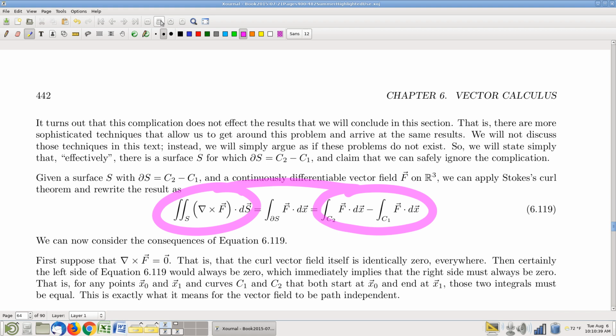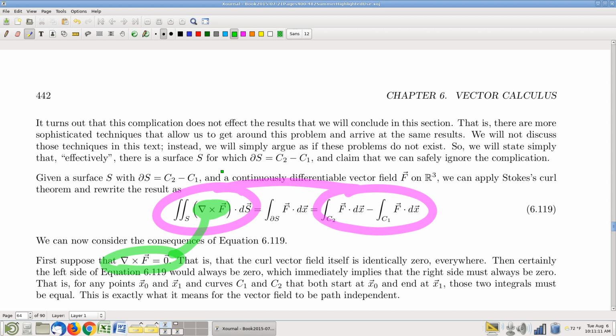First, let's consider what would happen if this were zero. We're just thinking out loud here. What would happen if the curl of this vector field were zero? Well, if the curl were zero, that flux on the left side would be zero, no matter what surface you pick, no matter what curves that start and end at the same point and thus give you a surface. Any such situation, if the curl is zero, that flux is zero.